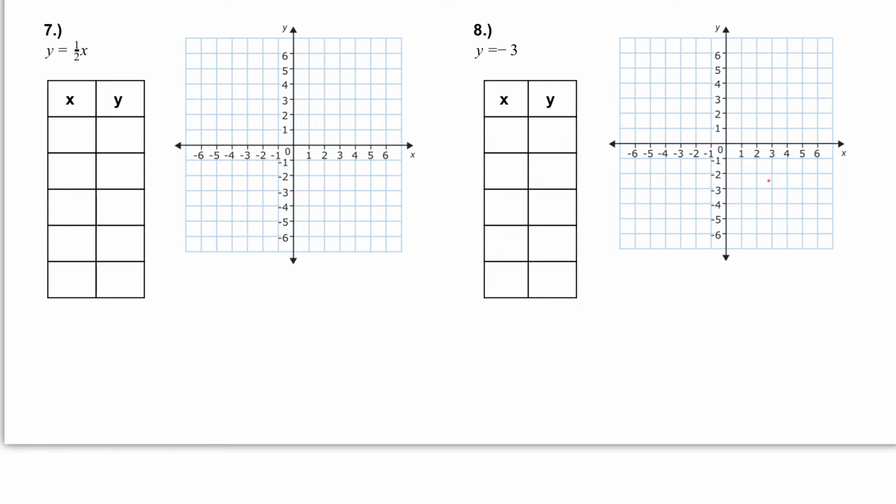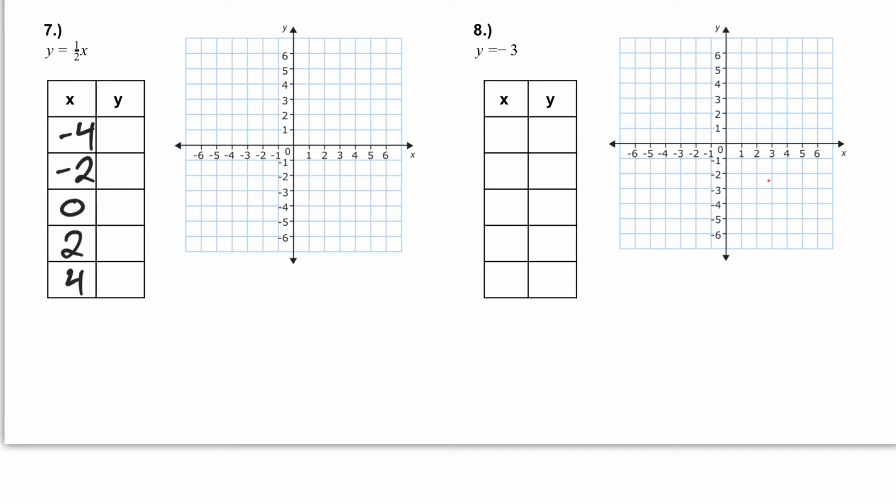So for this problem, I'm going to plug in 0. I always like to plug in 0. Let's go ahead and plug in numbers where when we multiply them by 1/2, which is the same as dividing them by 2, we're going to get nice, neat numbers. So how about we plug in 2 and 4? Those are both going to be divisible by 2, giving us a nice, neat integer. Okay. And then let's do a -2 and a -4 up there.